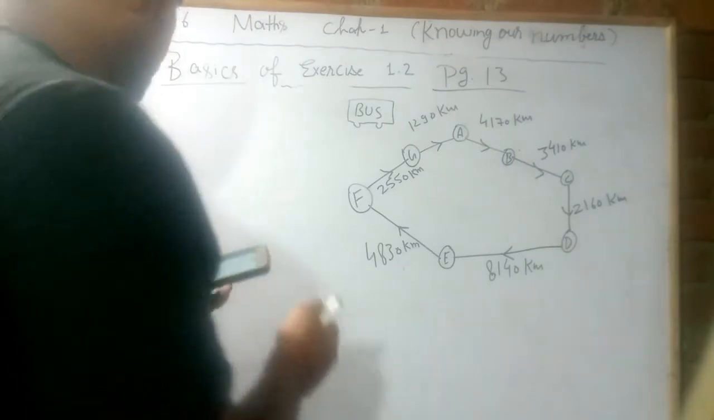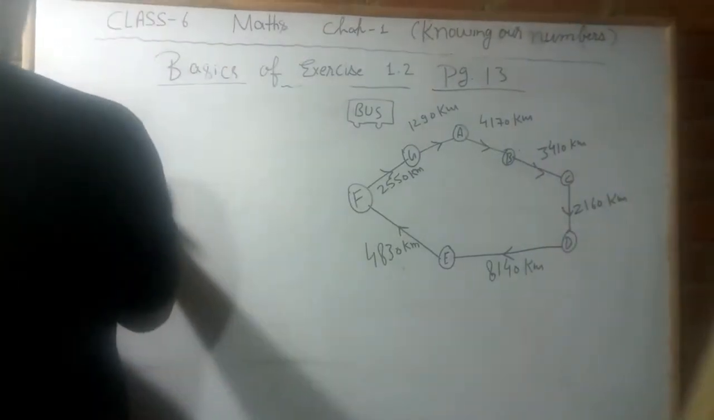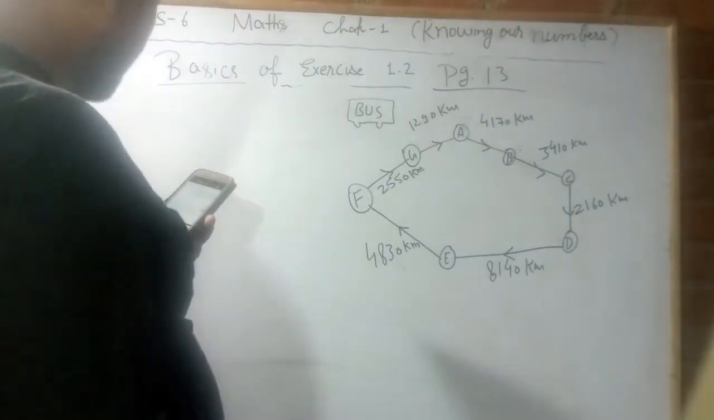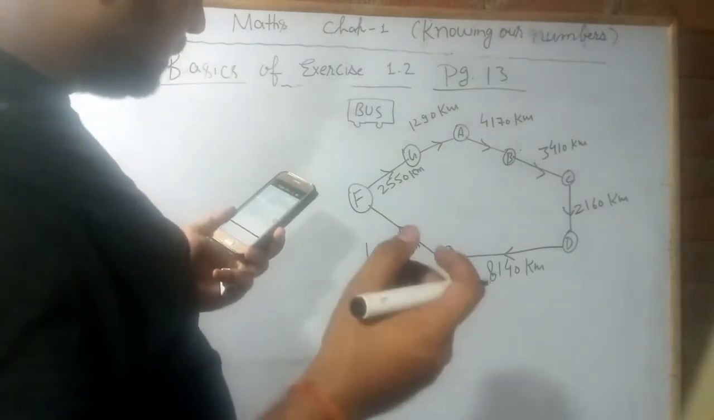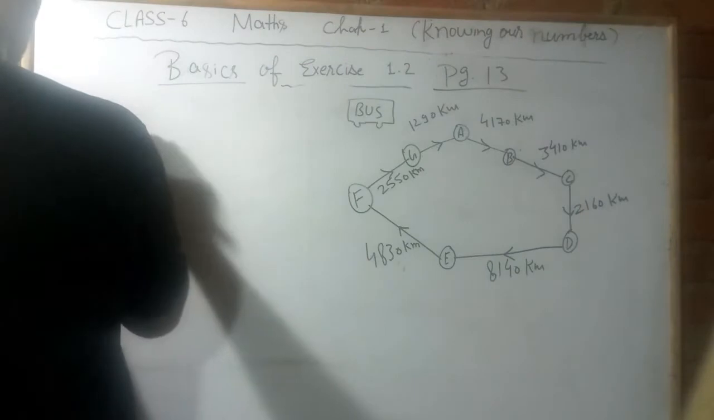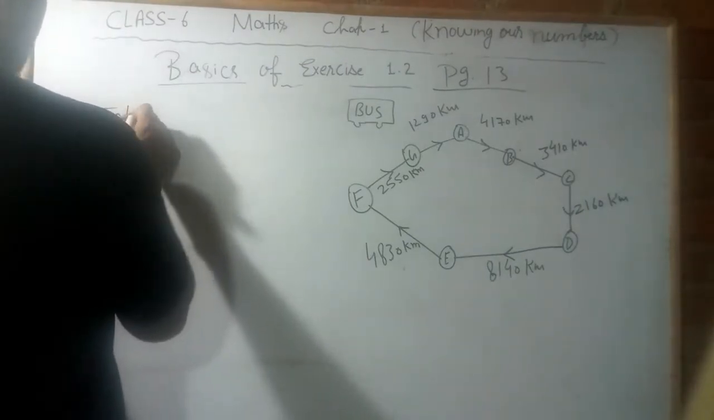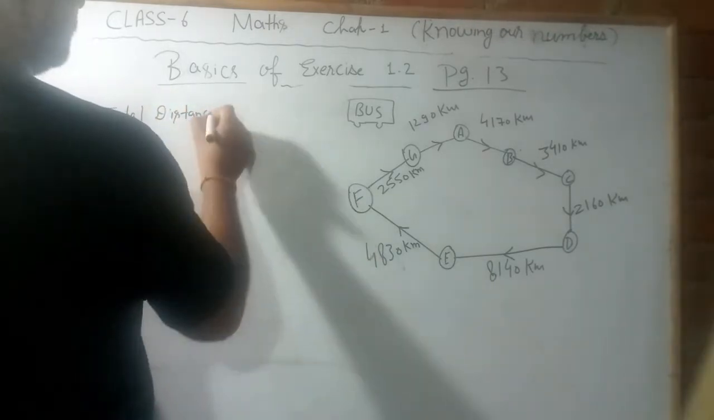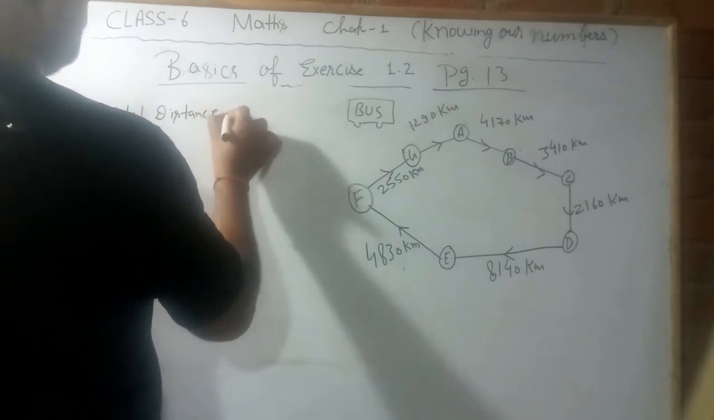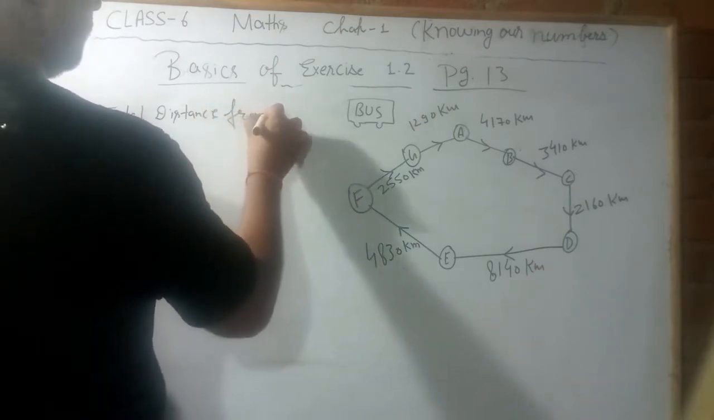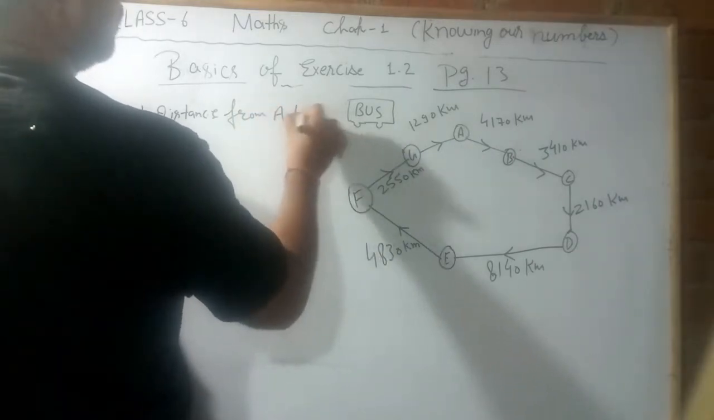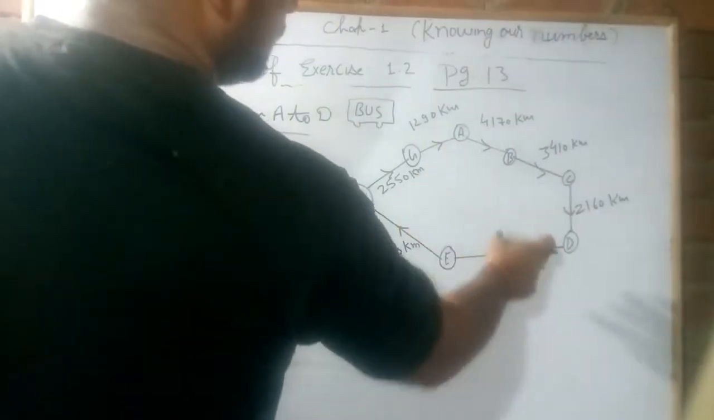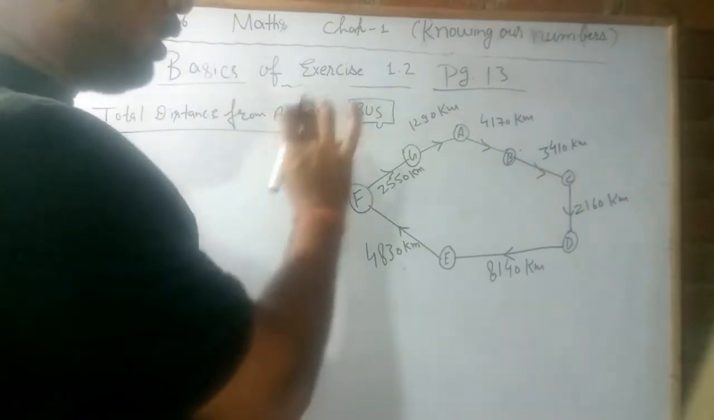So the first question is, what do we have to find? Find the total distance covered by the bus from A to D. Total distance we have to find from A to D. Simply we have to add all the kilometers.